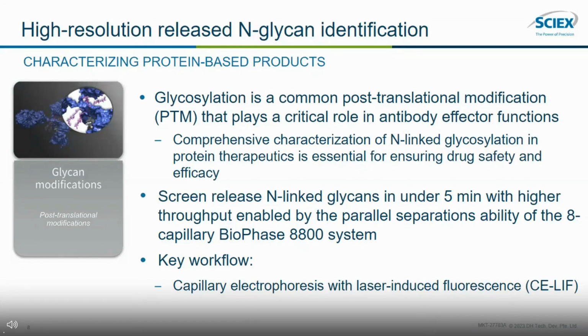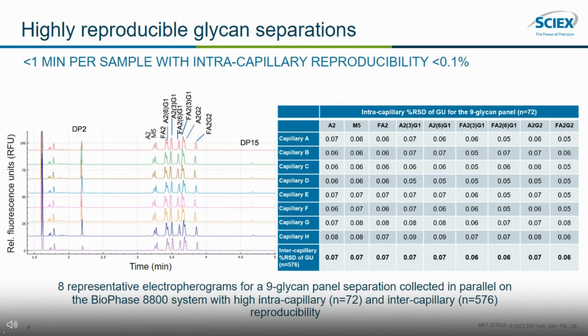Capillary electrophoresis with laser-induced fluorescence, combined with the parallel separation of the 8-capillary BioPhase 8800, is going to let us do the analysis of released N-linked glycans in under 5 minutes. By using fast glycan labeling in our analysis kit assay for N-glycosylation, we get ultra-fast, high-resolution CE analysis of labeled IgG N-glycans using high-resolution separation gel buffer. Here, we show analysis of 8 samples in under 5 minutes, and by doing all 8 simultaneously, we effectively spend less than 1 minute per sample.